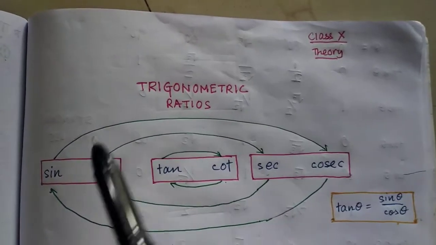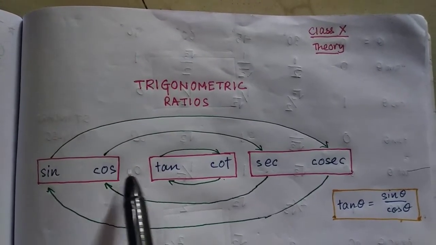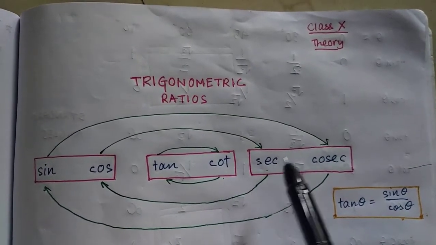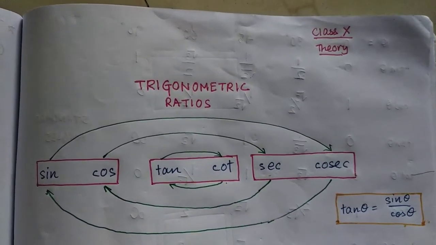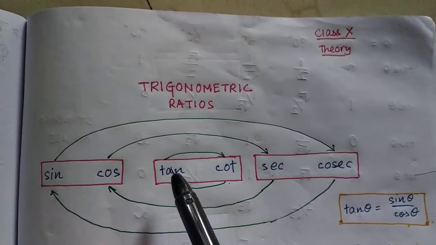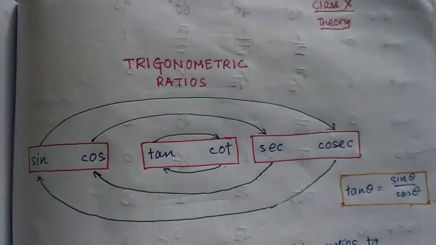So there are 6 trigonometric ratios: sine, cos, tan, cot, sec and cosec. 1, 2, 3, 4, 5, 6.